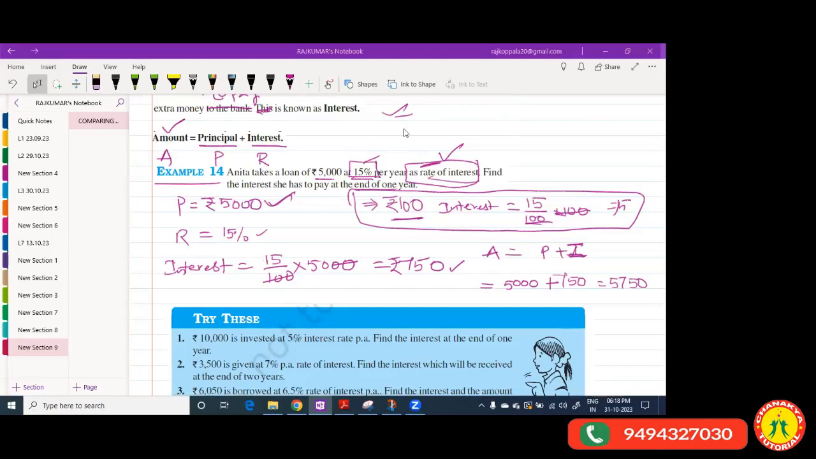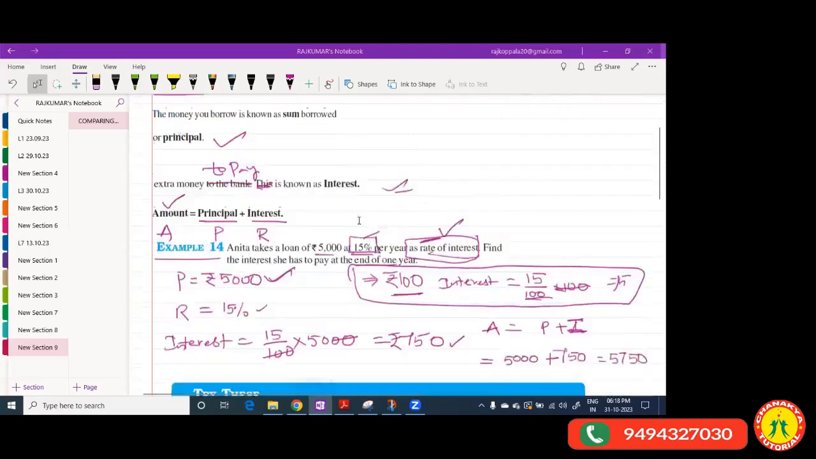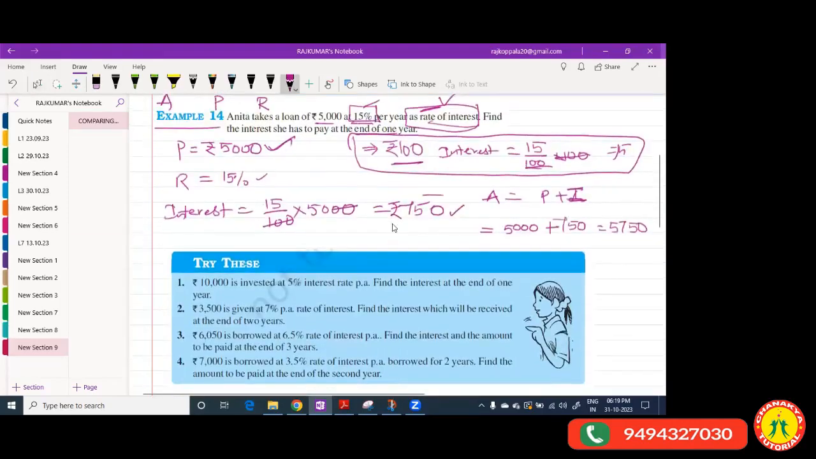Next, to calculate simple interest, the formula. Simple interest means we calculate, at the end of 1 year, 2 years, 3 years, how much interest we will get. See here, at the end of 1 year, we got 750 rupees. This is called simple interest, denoted as SI.